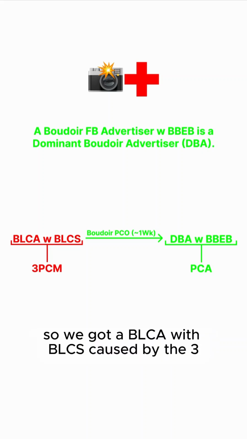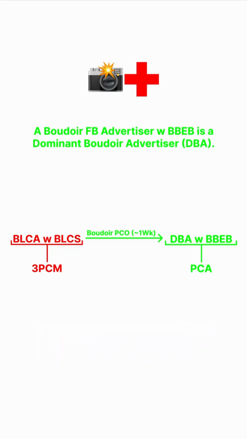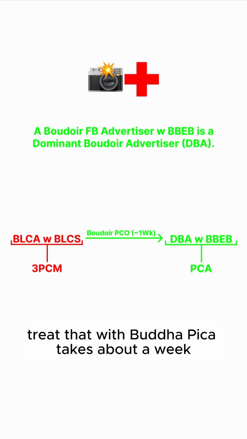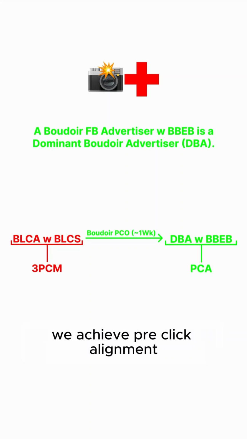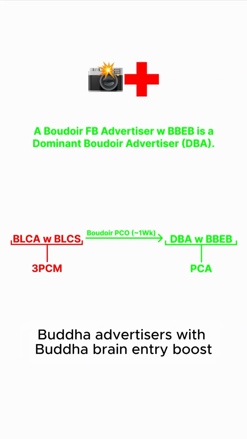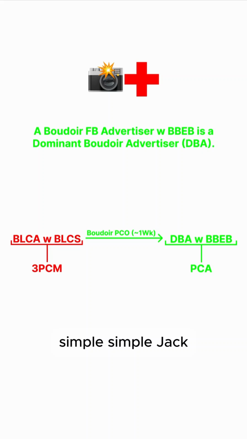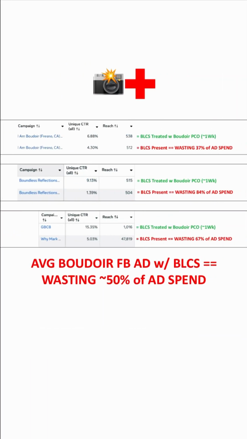So we have a BLCA with BLCS caused by the 3 pre-click mistakes. Treat that with Boudoir Pico. It takes about a week. We achieve pre-click alignment. We become dominant Boudoir advertisers with Boudoir brain entry boost. Simple, jack.